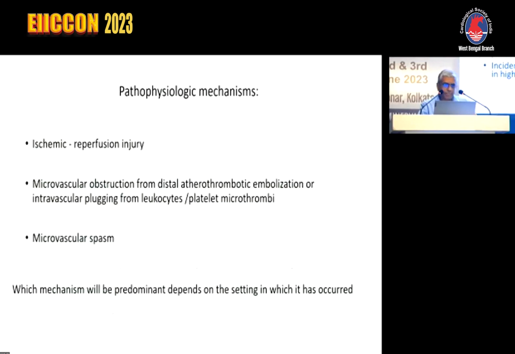Now, it's very interesting to look at the pathophysiologic mechanisms. Broadly, there are three. That's ischemic reperfusion injury. It could be microvascular obstruction resulting from distal atherothrombotic embolization, or even from intravascular plugging, which may happen from leukocytes or platelet microthrombi. And thirdly, it could be microvascular spasm. Most of the time, it's not a single phenomenon. It's all these three together. And which mechanism will be predominant depends on the setting in which it has occurred.